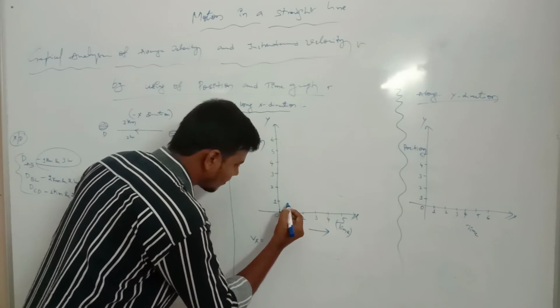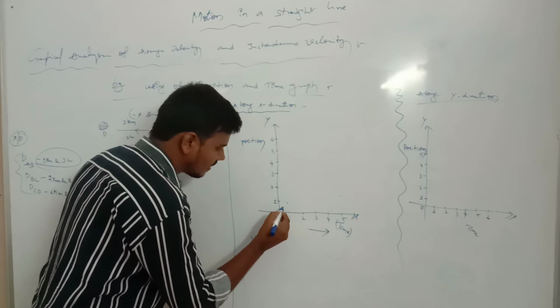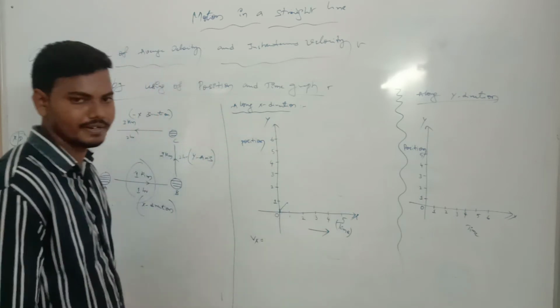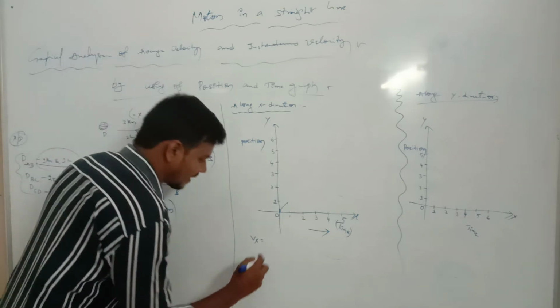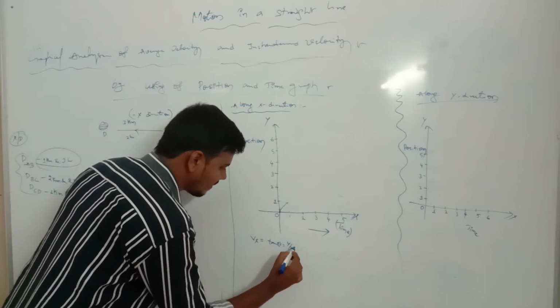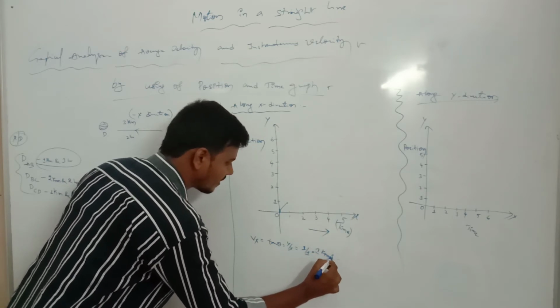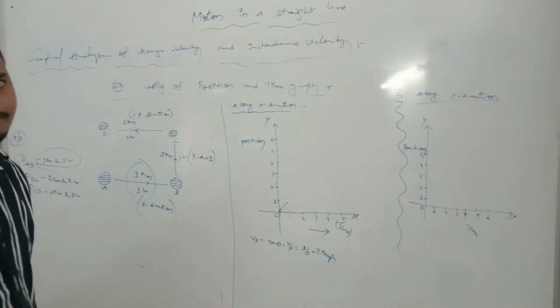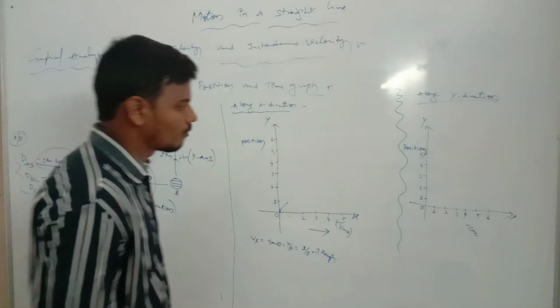This is the 1 kilometer point. Clear? For the 1 kilometer, we apply tan theta is equal to y by x, that is 1 by 1, which is equal to 1 kilometer per hour. This is the first one, Vx. Okay? Vx property.